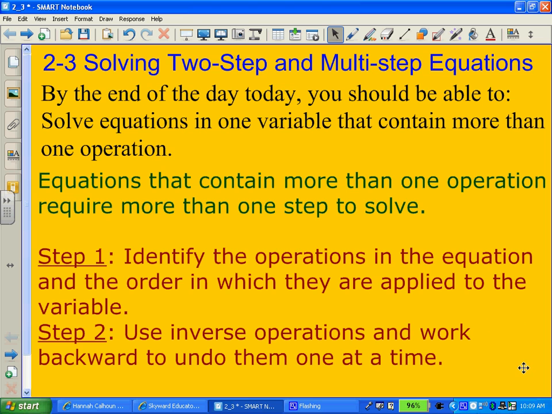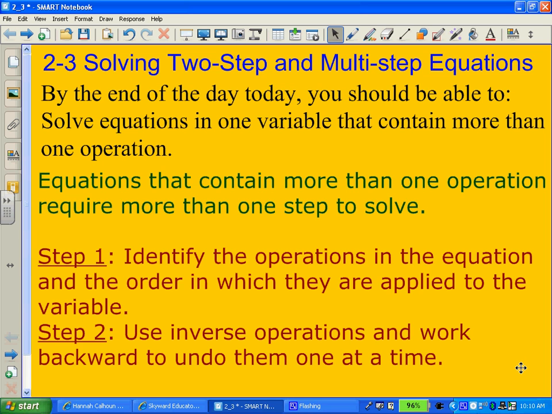Now two-step equations are exactly like they sound. They're equations with two steps. In the first two sections we did one-step equations, which were pretty much a review from the previous years. Now with two-step equations, you did these a little bit last year, but you didn't spend a lot of time on them. So this should be somewhat new to you.